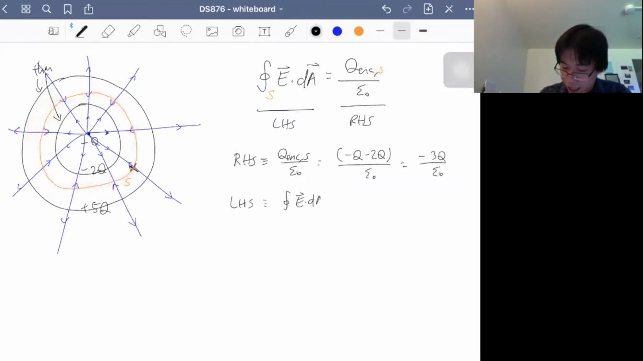The first step, copy it, copy everything. The second step is the vector. It's the most complicated thing over here. You only have one surface, so you don't have to break up this integral into several pieces, and you only have to deal with the vector.